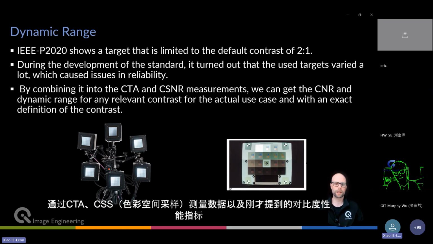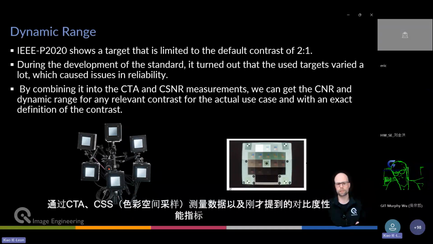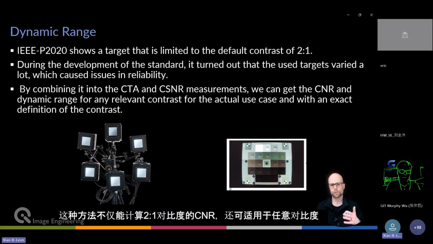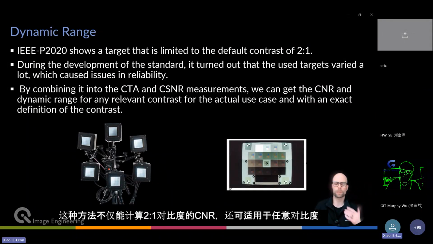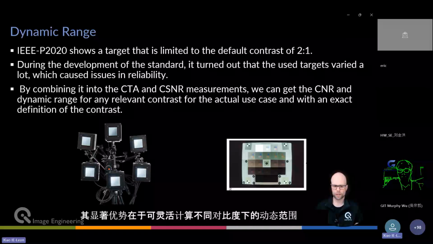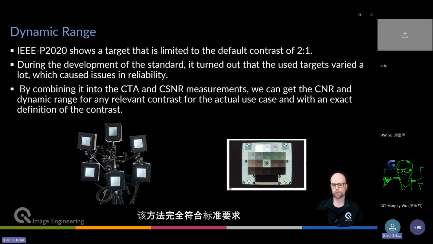With the data that we get for CTA and CSNR measurement, which I just talked about as contrast performance indicators, we can also calculate the CNR. And with that, you can get the CNR not only for the 2:1 contrast, but for any contrast. That is a big benefit, so that you can calculate your dynamic range flexibly for different contrasts, but it is compliant with the standard.